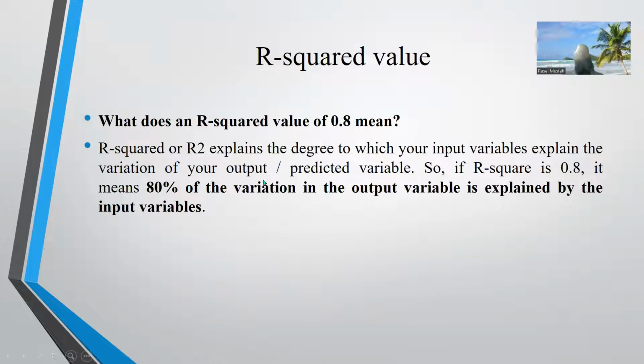What does an R square value of 0.80 mean? R square is the coefficient of determination. R square explains the degree to which your input variables explain the variation of your output, that is, the predicted variable. So if the coefficient of determination is 0.80, it means 80% of the variation in the output variable is explained by the input variables.